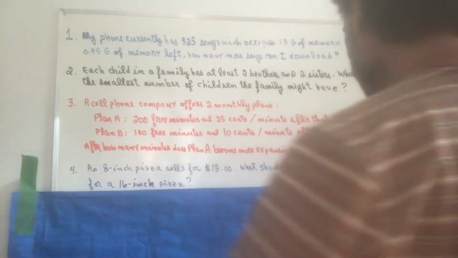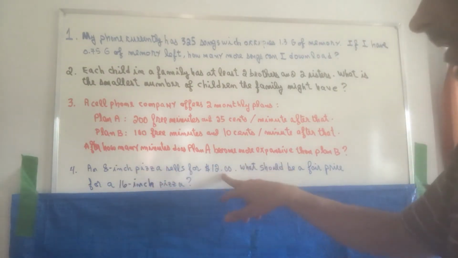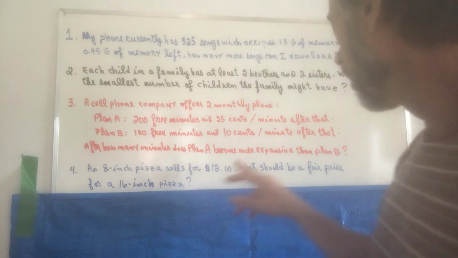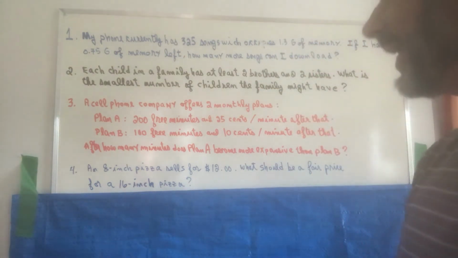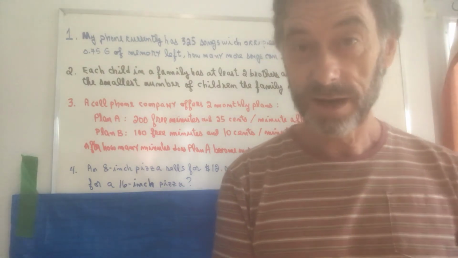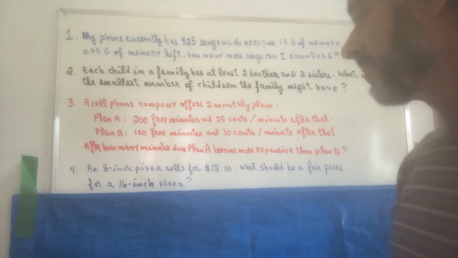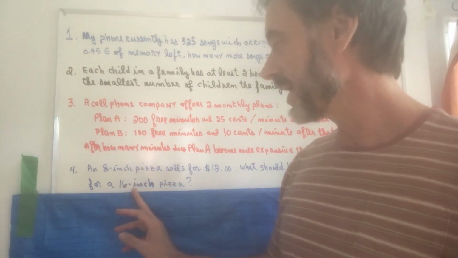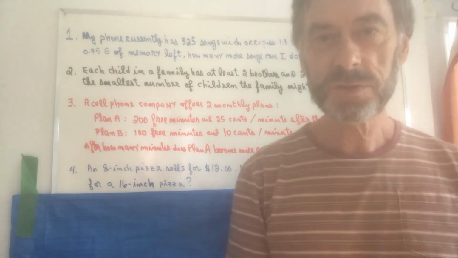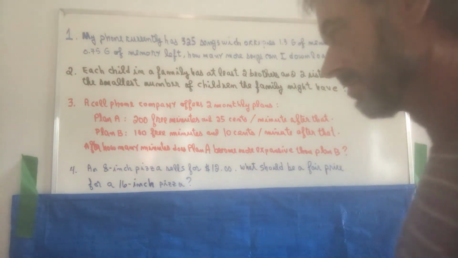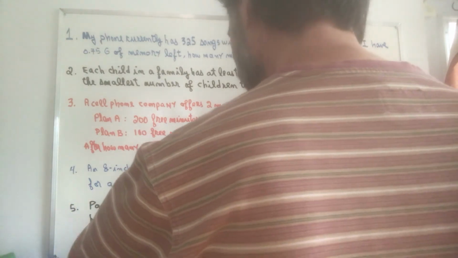Here's another classic one. An 8-inch pizza sells for $12. What should be a fair price for a 16-inch pizza? All right, so we all like pizza. 8-inch, small pizza, $12. 16-inch, double the diameter. What should be a fair price for this? Nice problem. And here comes the last one.